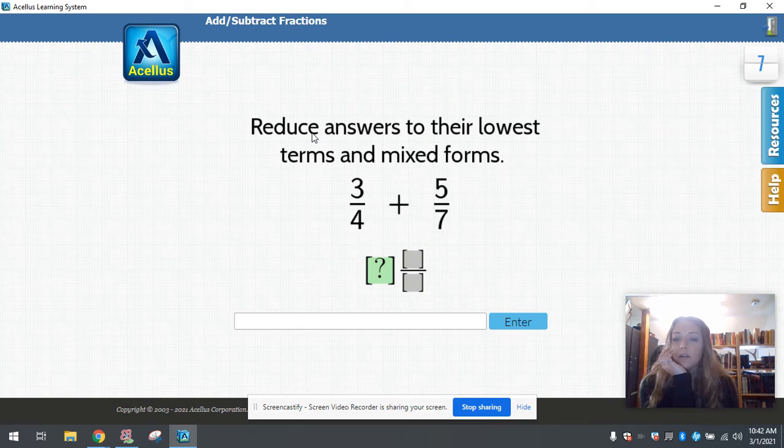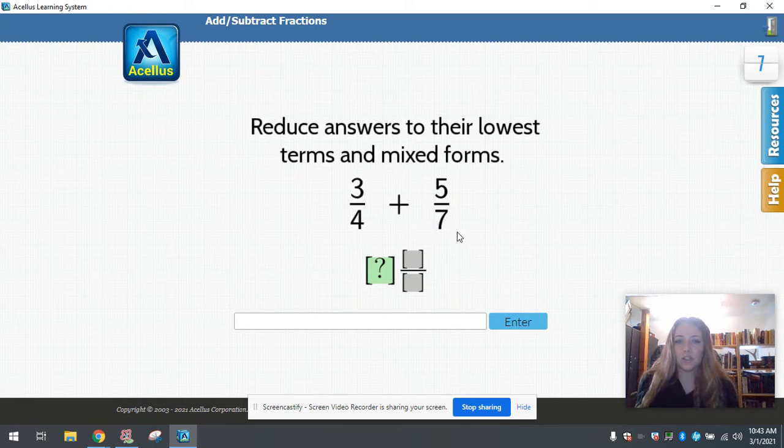So the instructions are to reduce answers to their lowest terms and mixed forms. We can tell just by the setup that we're going to have a mixed number, which is a whole number here, and then a fraction here. But first we have to add 3/4 and 5/7.